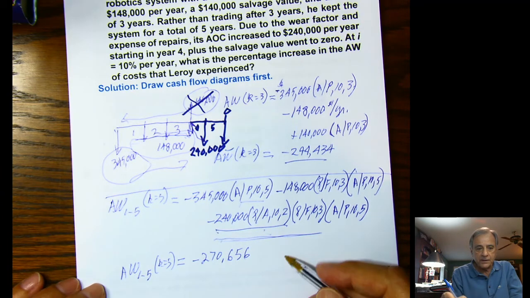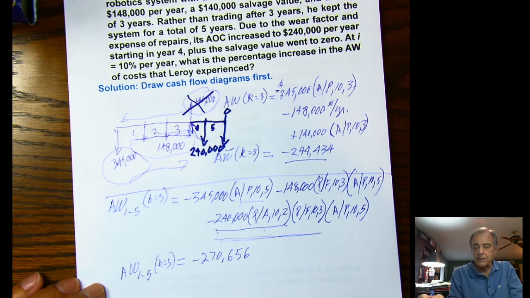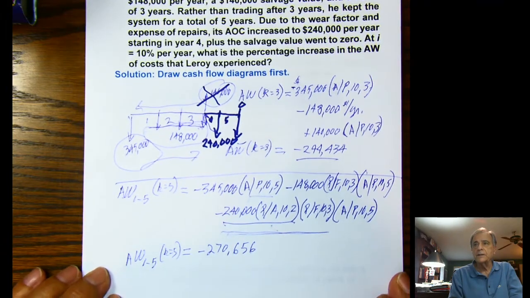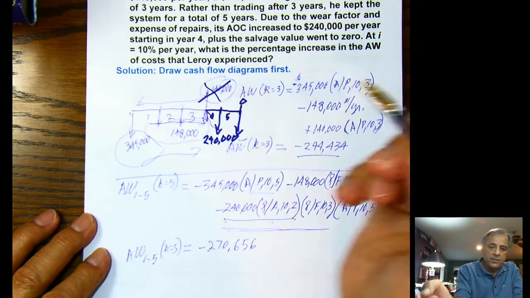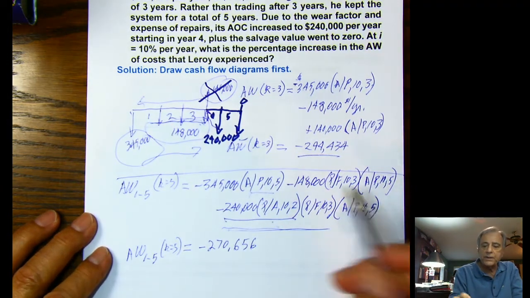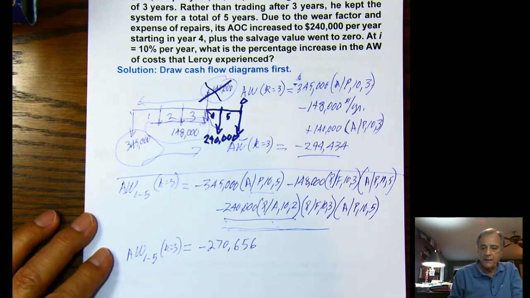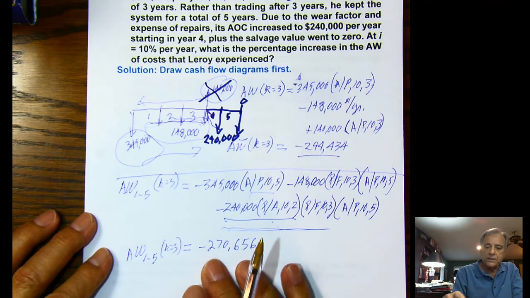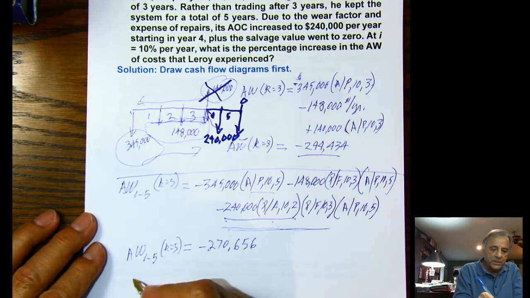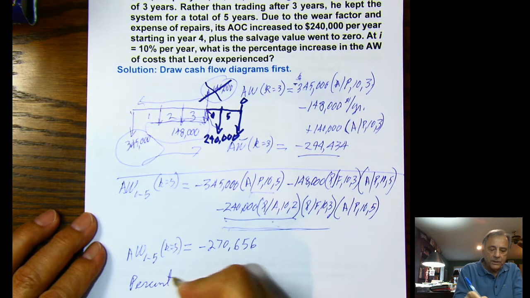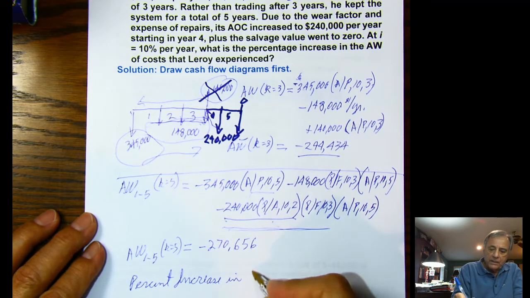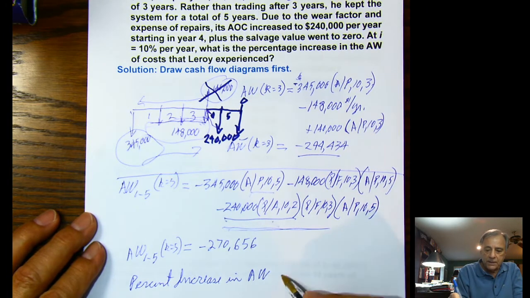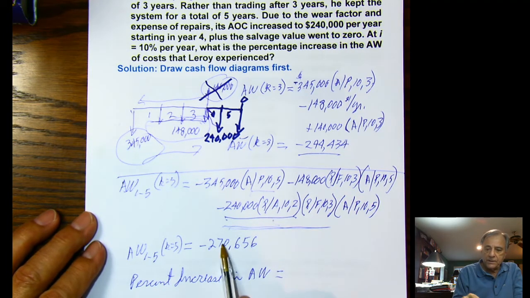So the conclusion would be the cost increases to go beyond 3 years on an annual basis. And in fact, in the second part of the question, he asked, what is the percentage increase? Okay, so what's the percentage increase of this over this? Okay, so percent increase in annual worth or annual cost is equal to. So we would take this minus this divided by that times 100%.